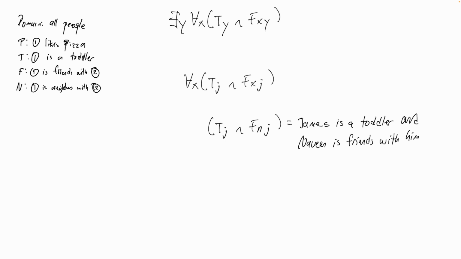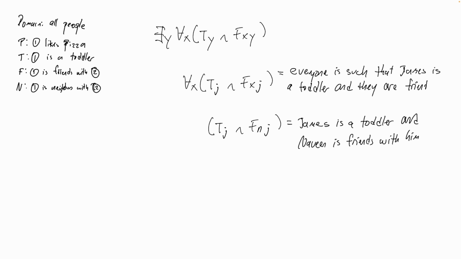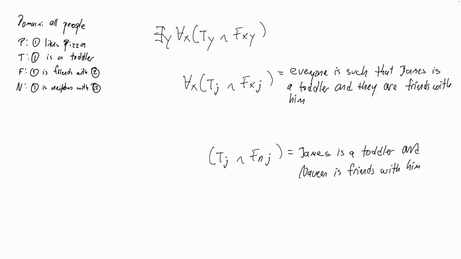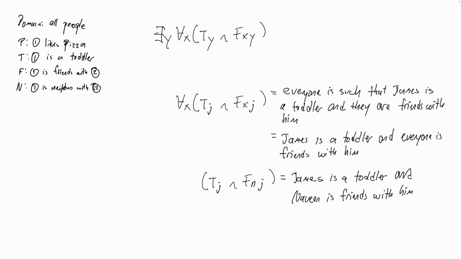Now let's work backwards to the more complex formulas, starting with for all x, tj and fxj. This formula takes what the previous one says about Naveen, which is that James is a toddler and he, Naveen, is friends with him, and it says that everyone is like Naveen in that respect. So that formula says that everyone is such that James is a toddler and they are friends with him. In other words, it says that James is a toddler and everyone is friends with him.